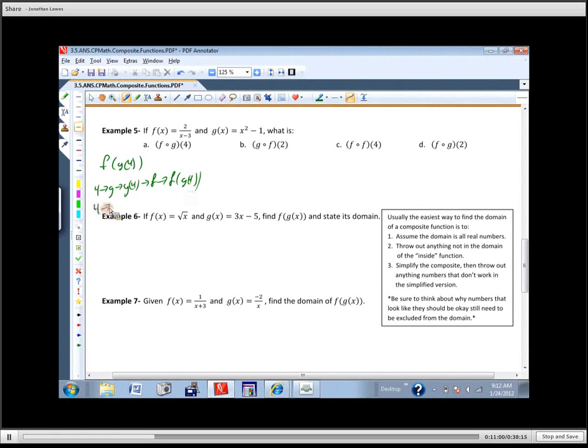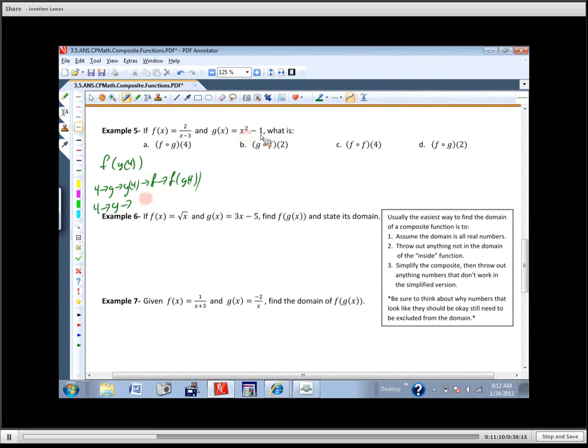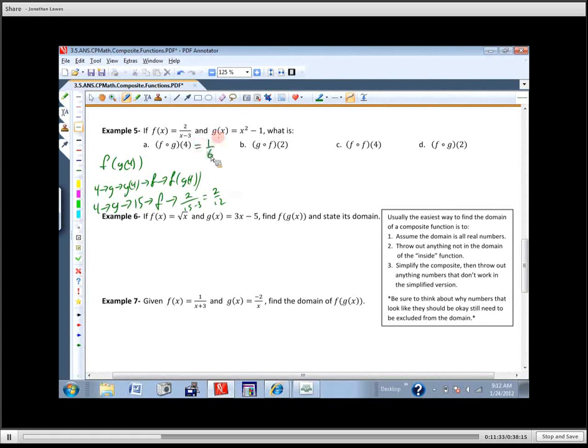We're going to take 4 and plug it into g. What number comes out when we plug in a 4 into g? 4 squared is 16. 16 minus 1 is 15. That's the number that we get out. We're going to plug that into f. Sorry, I said f, wrote a g. Okay? So we're going to plug a 15 in here. So this is going to be 2 over 15 minus 3. So that's going to be 2 over 12. So our answer is 1/6. That's our answer to that one. That is f of g of 4.